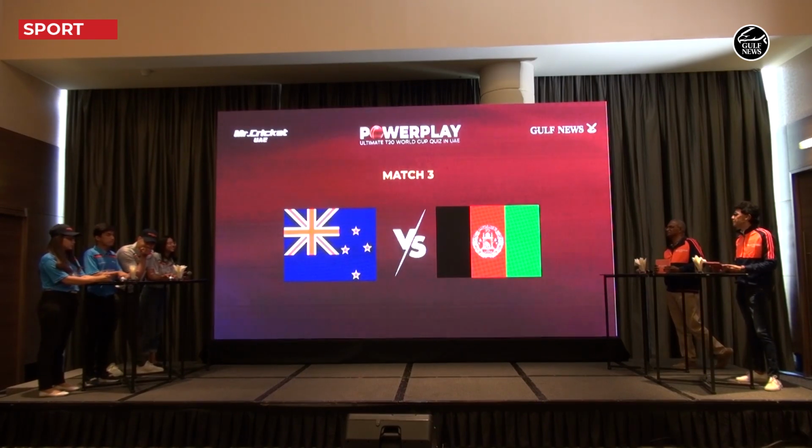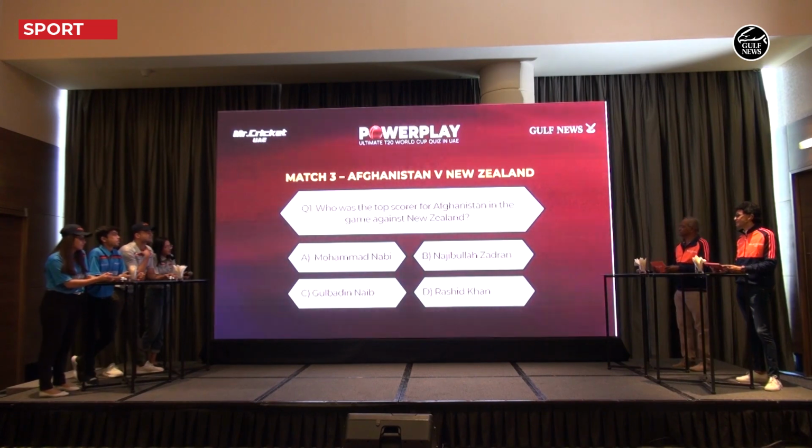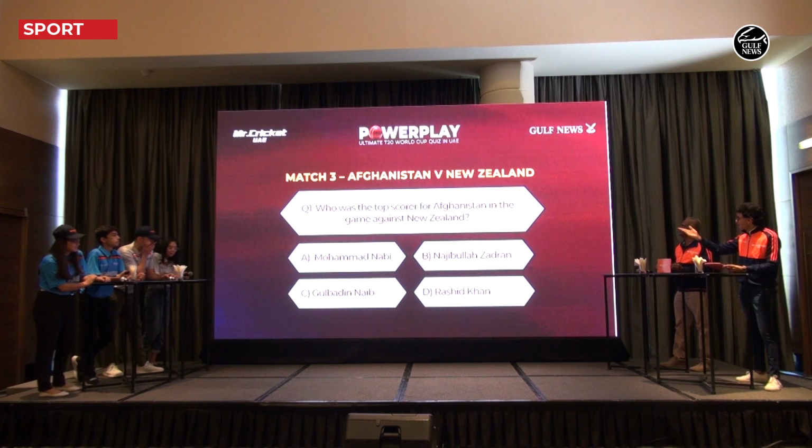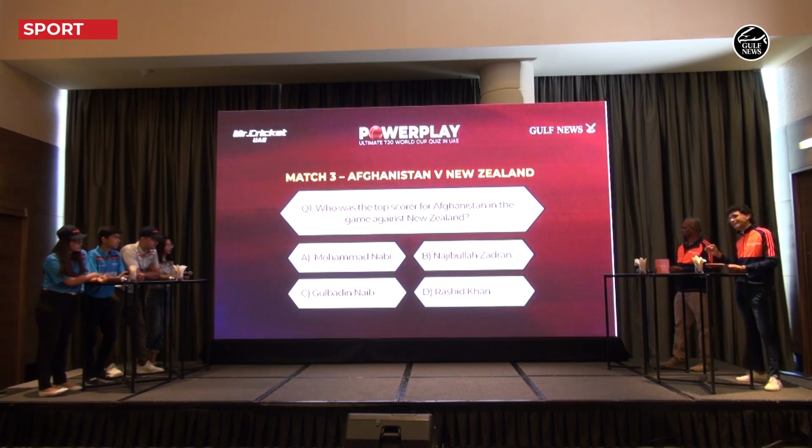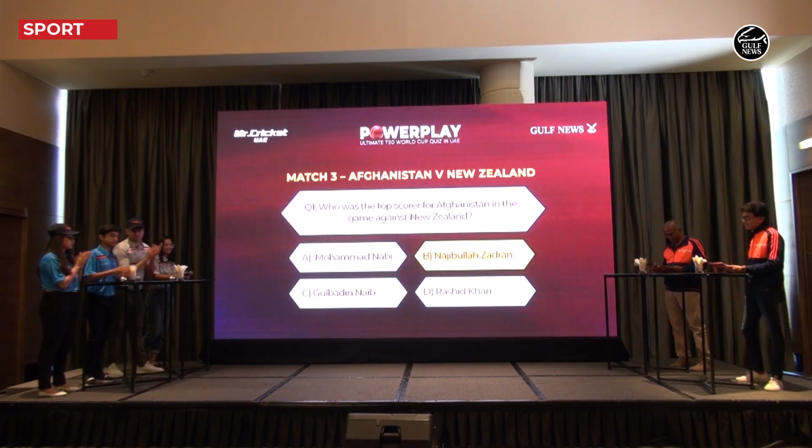Can you show me the options, please? The options are A, Mohammad Nabi, B, Najibullah Zadran, C, Gulabuddin Naib, and fourth, the wizard, Rashid Khan. It's B, Najibullah Zadran. Is it the right answer, Shyam? Yes, it is. Okay.